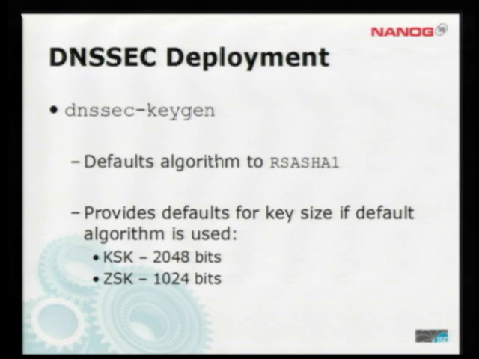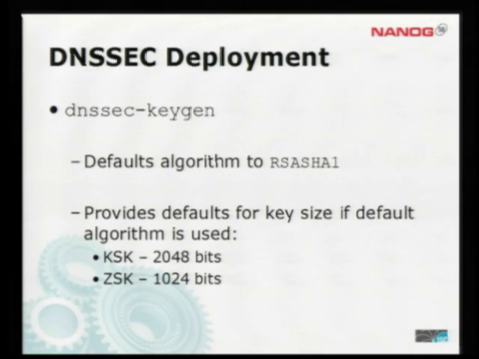RSA SHA-1 was chosen because it is the only algorithm that is guaranteed to be in every validating resolver. It is the only one that was in the DNSSEC initial documentation as a must-implement algorithm. It's not the best algorithm. It's not the strongest algorithm. It's not the most current algorithm. And it's not even the algorithm that the root is signed with. But it is the default because it is the one that will work everywhere.